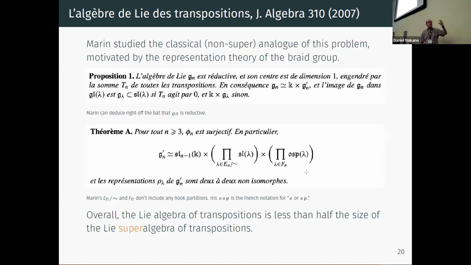But that n-1 dimensional representation, that's giving him an SL n-1. And then there's no other factors corresponding to any of the other hook partitions, because that information is redundant in some way. Those other irreducibles are exterior powers of that n-1 dimensional thing. So he's able to throw most of that other information away to get this description. So he ends up with something that's less than half the size of our Lie superalgebra. So we get something that's a lot bigger.